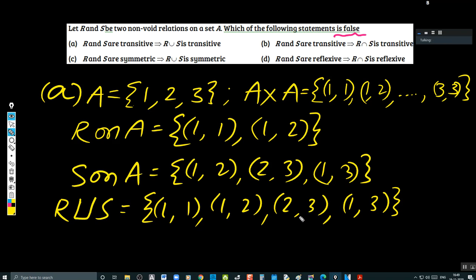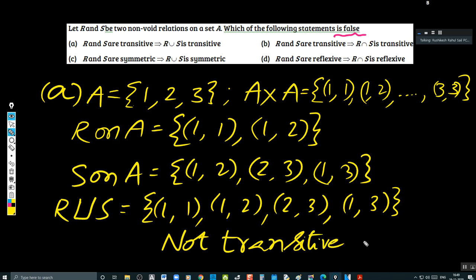Now, if you see, this is not transitive. Check it out, please. Not transitive, sir. Why? Because it is not satisfying the definition. (1,2) does not belong to R union S. Therefore, it is not transitive. So the first one is wrong. This is a false statement. We have to recognize the false statement. The rest all are correct. You can proceed in the similar manner.